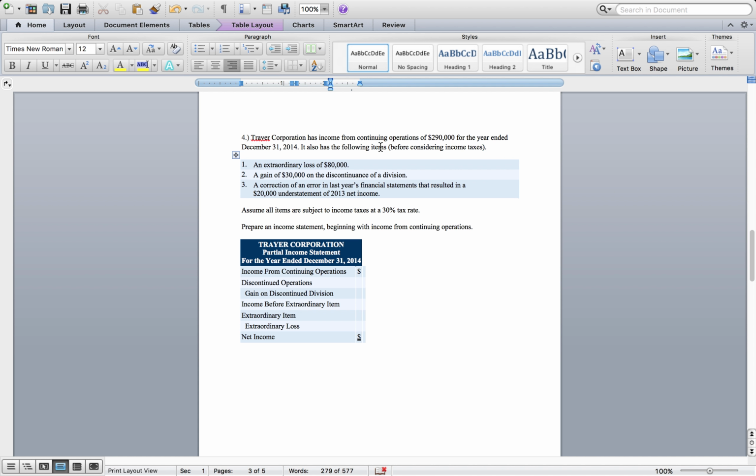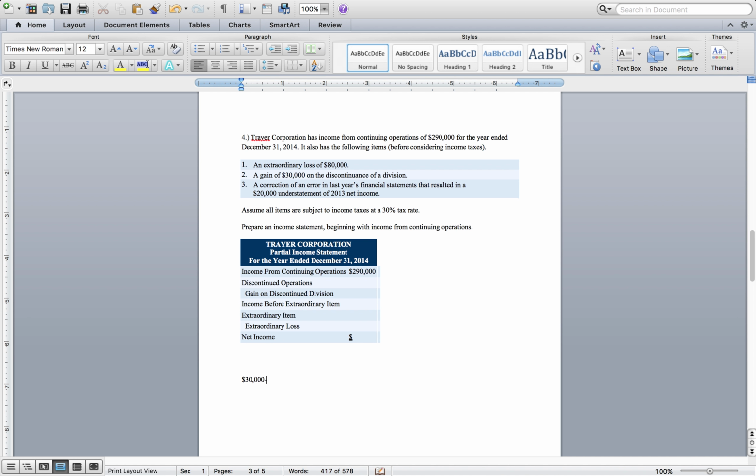So he says here, for continued operations, $290,000. So again, we got the first part down. The first line, income from continued operations, is $290,000. Then we start at discontinued operations. We see here, we had a gain on discontinued operations. Let's see how much it was for. It says here, gain was $30,000. So start with the $30,000.